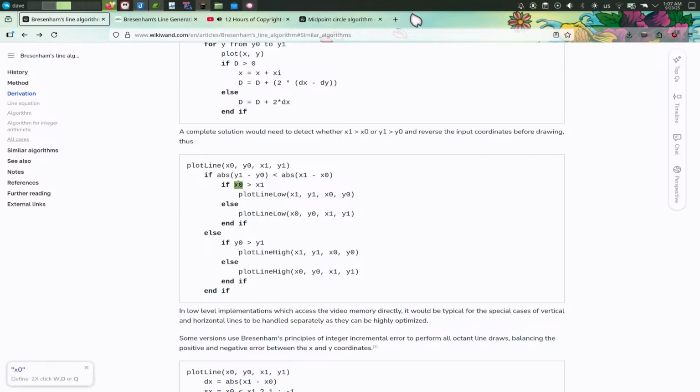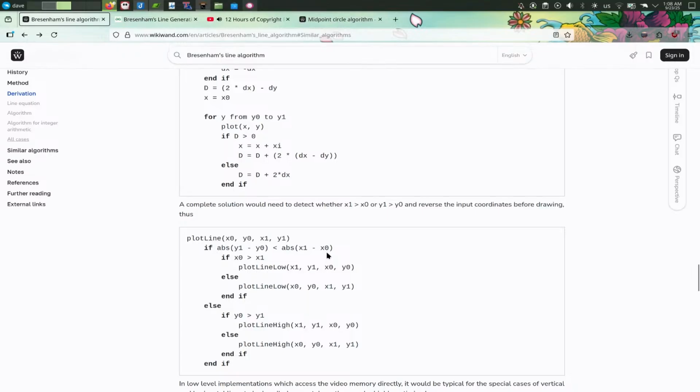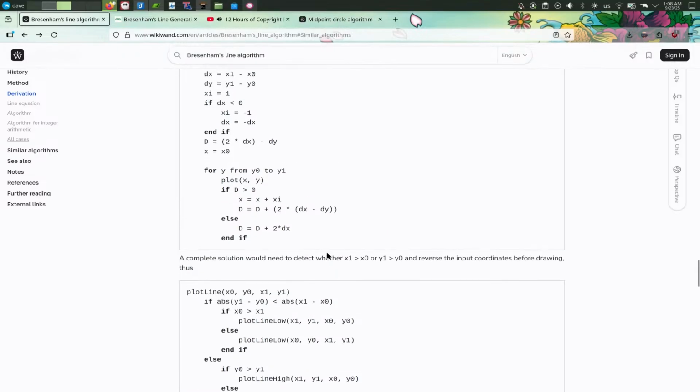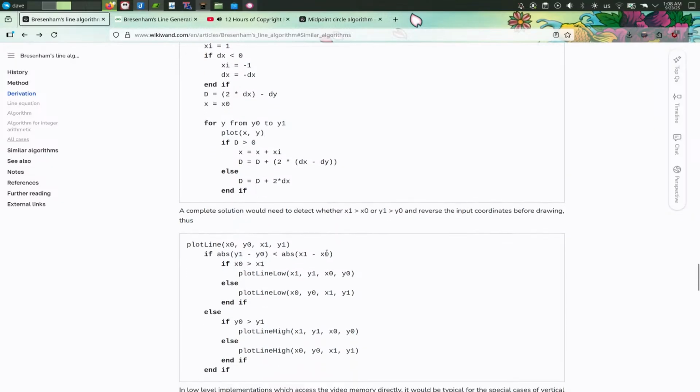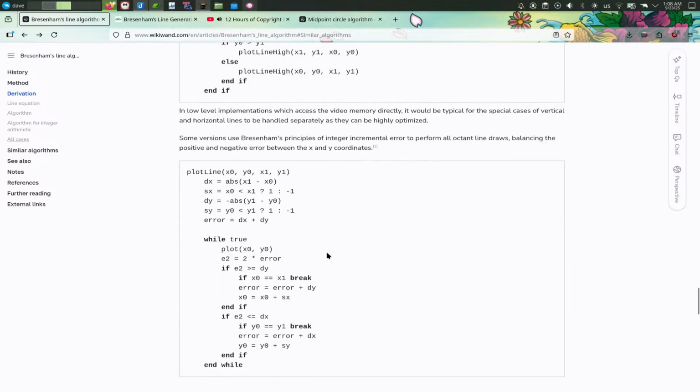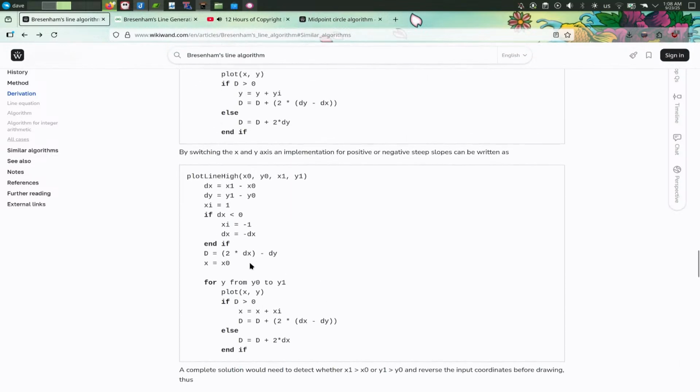So if X0 is greater than X1, then we actually start with X1 instead, so that it's always going in the left-right direction. And same thing here: if the initial point is greater than the end point, we're just going to use the end point as the initial point instead. So it's the swap. But I just don't like that, so I'm going to do it a little bit differently. And of course, that means that plot line high should be iterating over y.